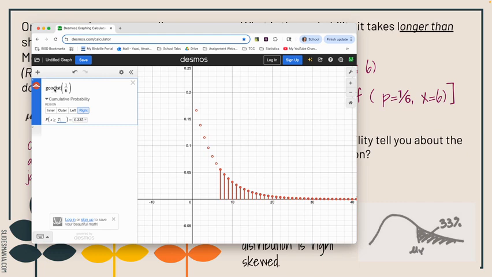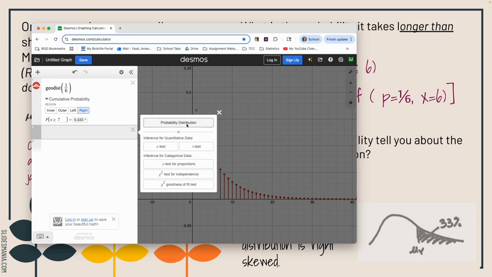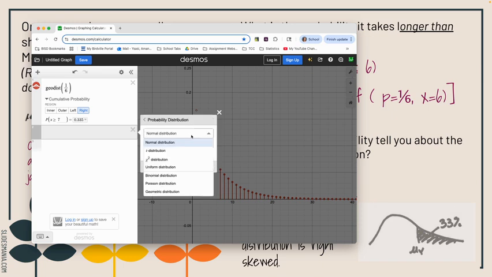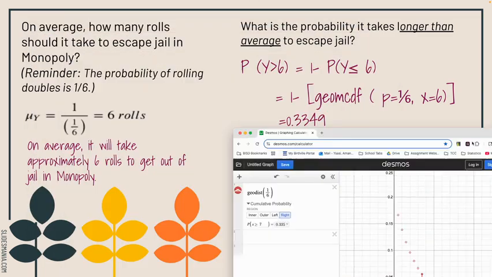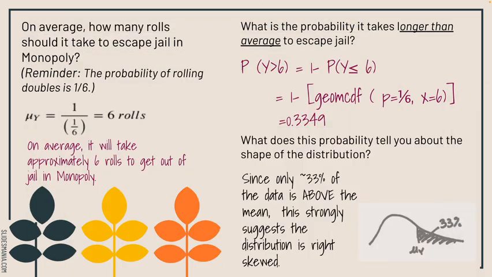Another thing I want you to notice about the Desmos right here is that it says geodist. Anytime we did the other ones, it said like normal distribution, binomial distribution, but this one you should write geo. But an easier way is just go inference, probability distribution, and then you choose normal, binomial, or geometric. All right. And that is it for chapter 6 notes.